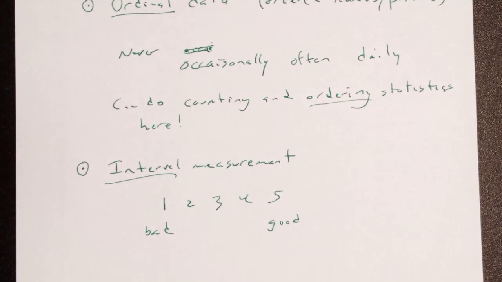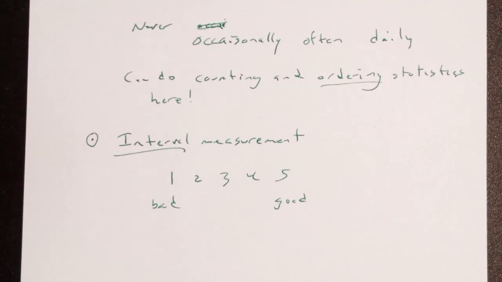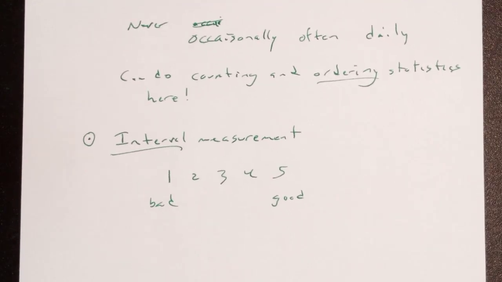Sometimes they're 1 to 10, sometimes they're 1 to 5, doesn't matter in particular, but you could then say, hey, the distance between a 2 and a 3 is the same as the distance between a 3 and a 4. That means something. So now I can start doing more numerical things.